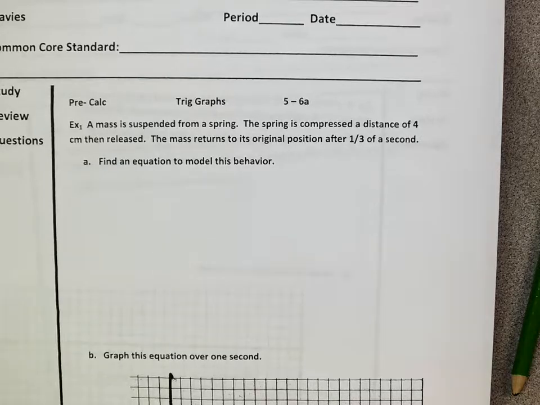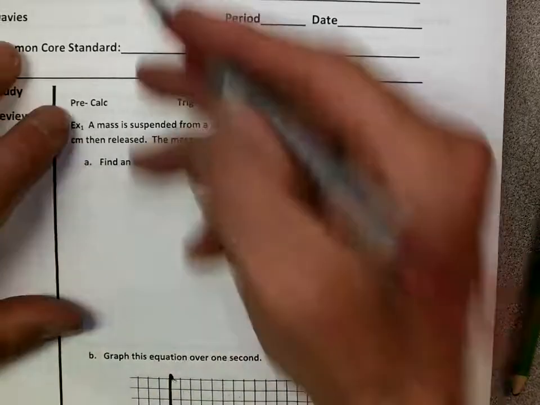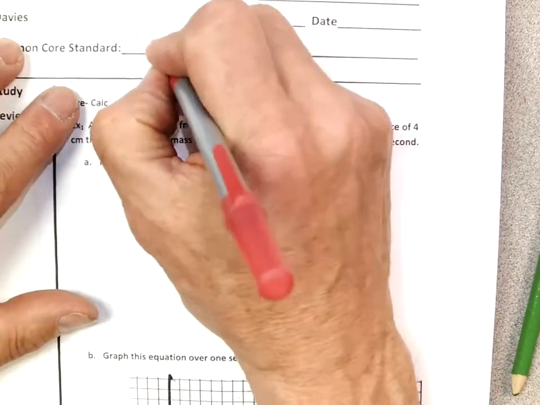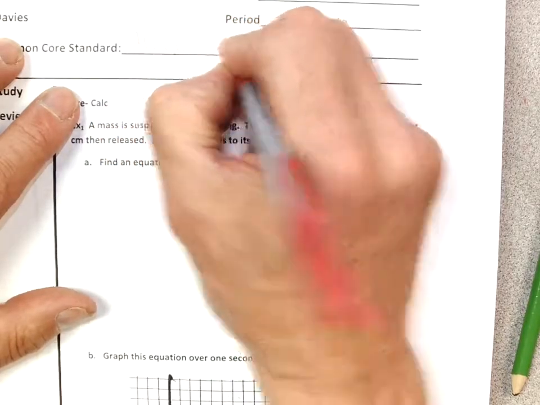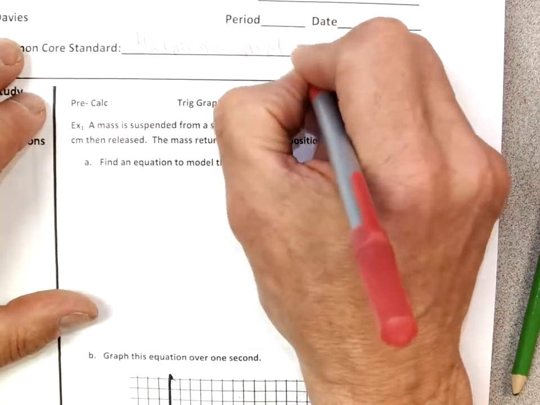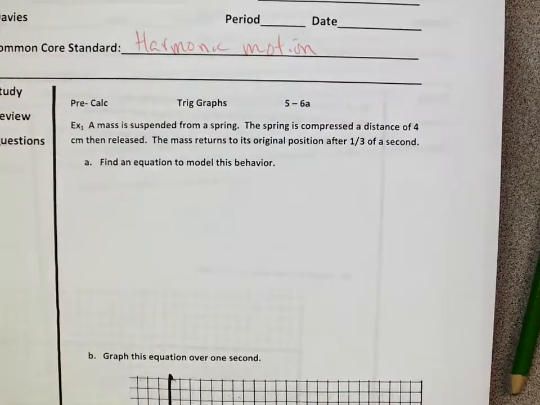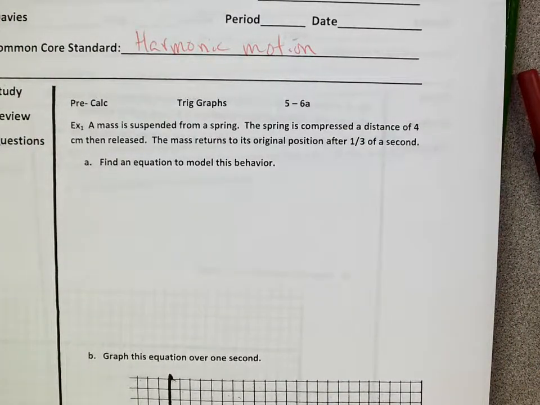Okay, so today we're talking about harmonic motion. What is harmonic motion? It is basically watching something move up and down over time. It comes from sound waves, the whole term does. So, we're going to do harmonic motion. Let's take a look at the first thing.